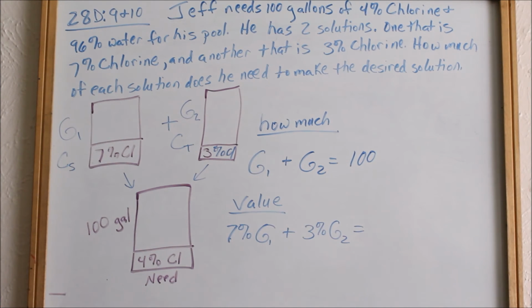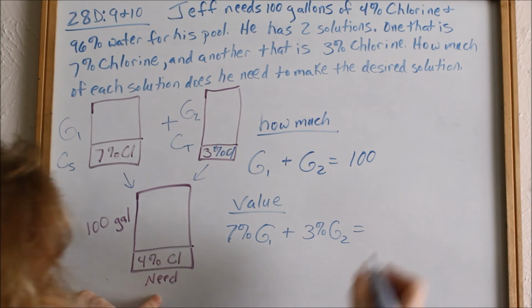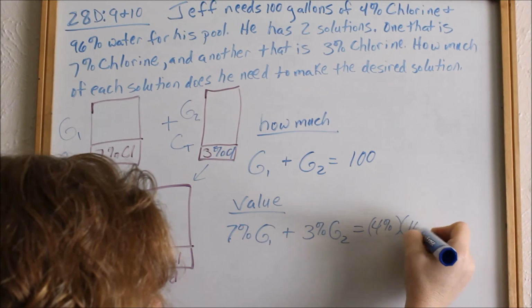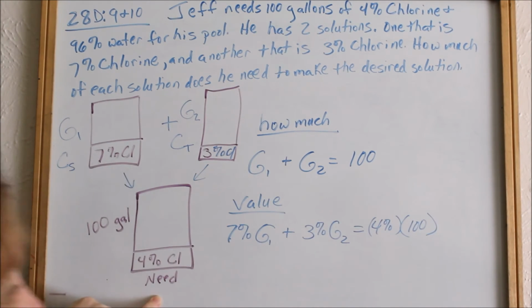Then for my last one, this of what I'm needing is 4%. 4% chlorine times every gallon, which I know how many gallons that is. That's 100 gallons. So I have my two equations and two unknowns. Now I just need to clean up my equations a little bit.